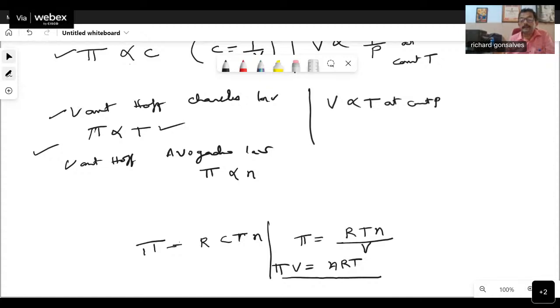Please remember, n is equal to W by M. What is W? The mass of the solute, divided by molar mass M, is the number of moles n. Therefore, we can write it this way: pi is equal to W R T by M V.